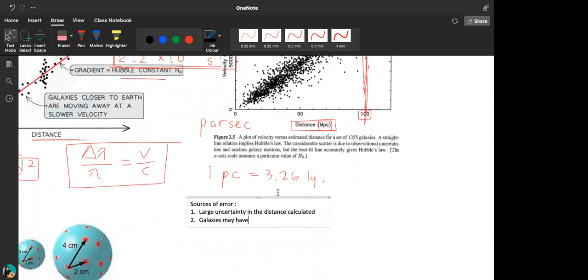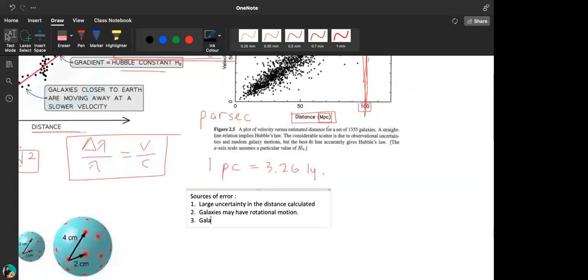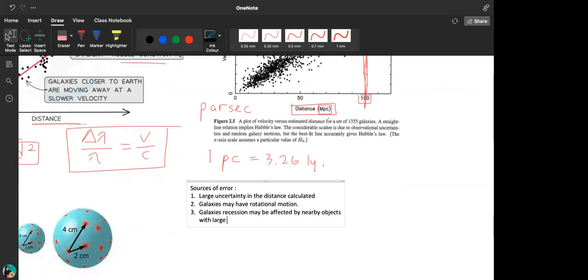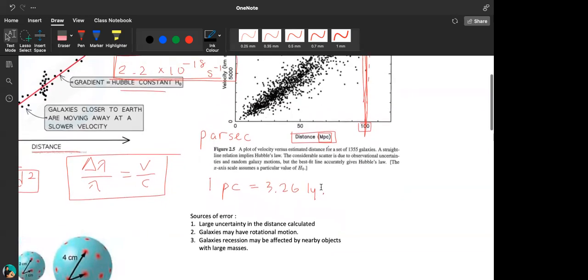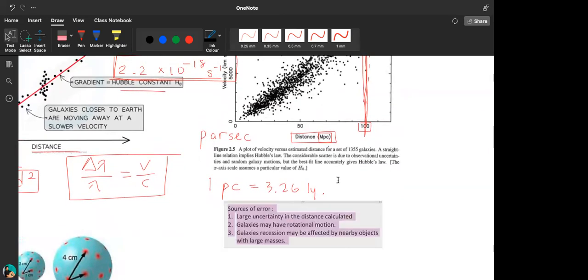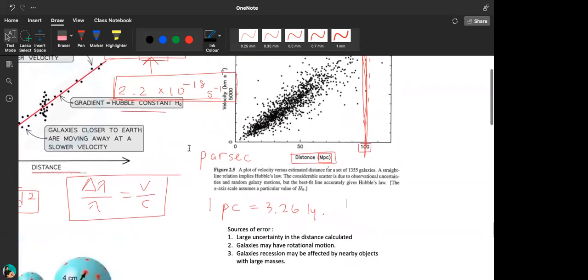galaxies may have rotational motion. Number two. And also galaxies' precession, okay, the speed where they are moving away, they may be affected by nearby objects with large masses. Okay, so these are the sources of error in the Hubble constant.